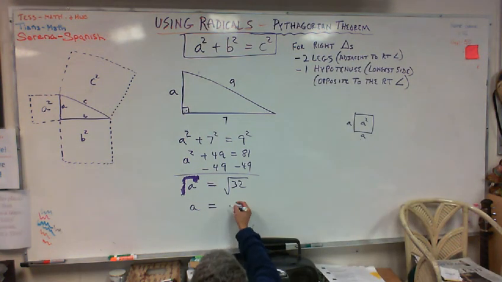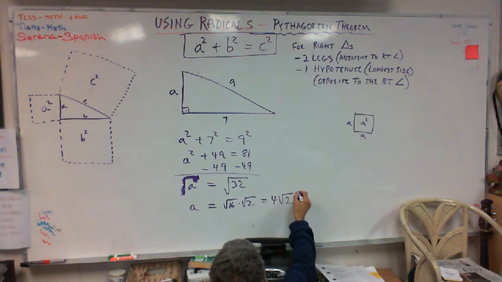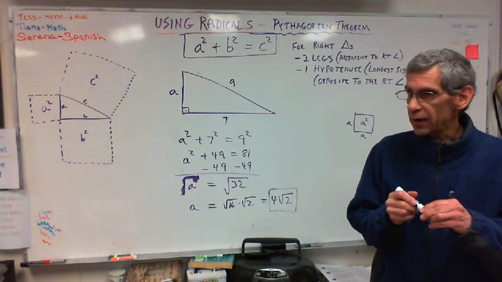The square root of 32 is going to be the square root of 16 times the square root of 2, which is equal to 4 times the square root of 2. So then we have a equals 4 root 2. Isn't that cool?